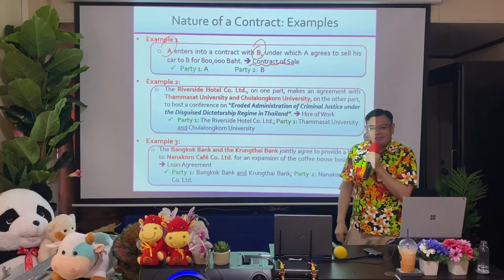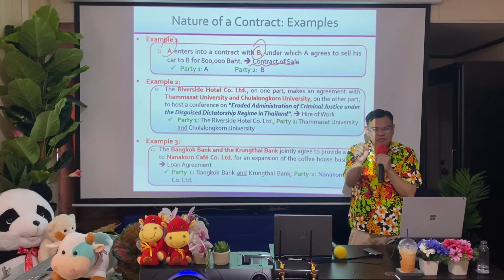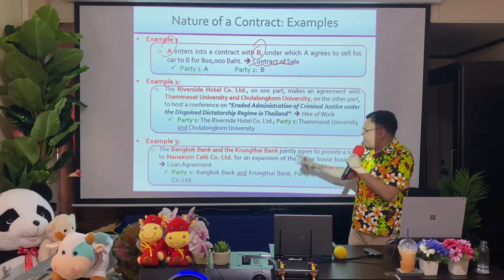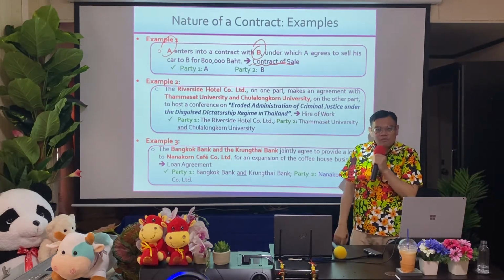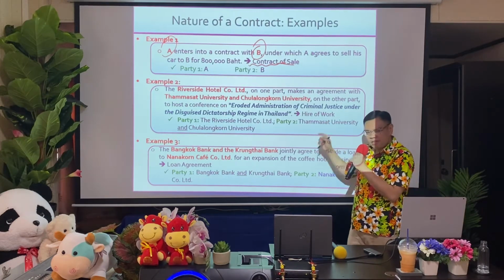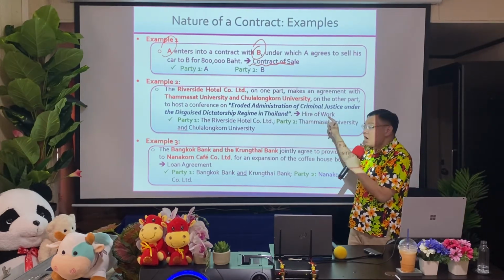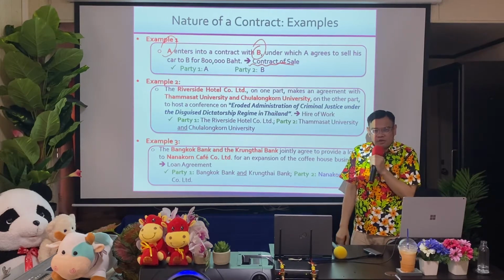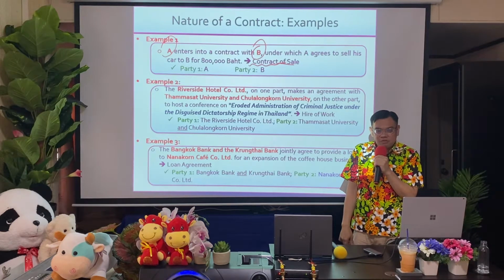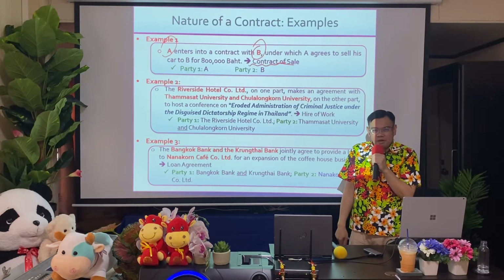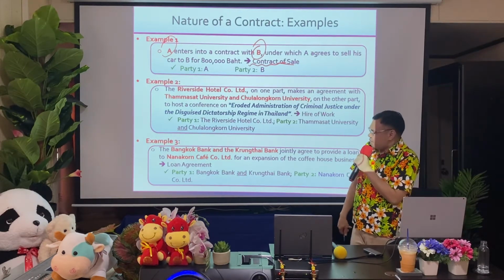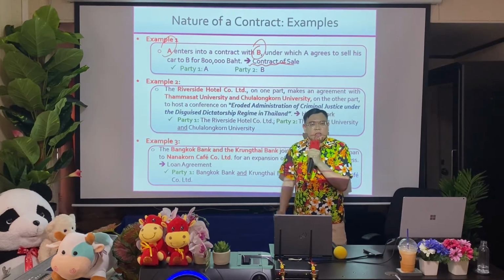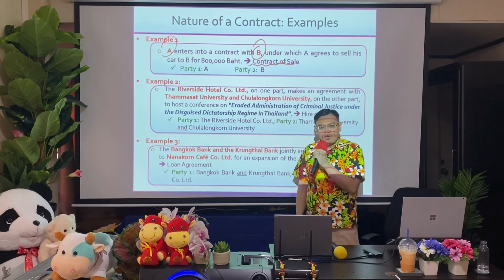Okay, hire of work. It is a contract whereby one person engages another person to do some work. So we call this contract a hire of work contract, a hire agreement. But in some countries they do not use this term, because it is quite confusing when you say hire of work. Normally, you hire some property, so when we use the word hire of work, sometimes it may give rise to some confusion. So in some countries they may use the words supply of service, a supply of service contract, something like that. Whatever name we use, it is a contract whereby the Riverside Hotel is engaged by Thammasat and Chulalongkorn to host a conference.